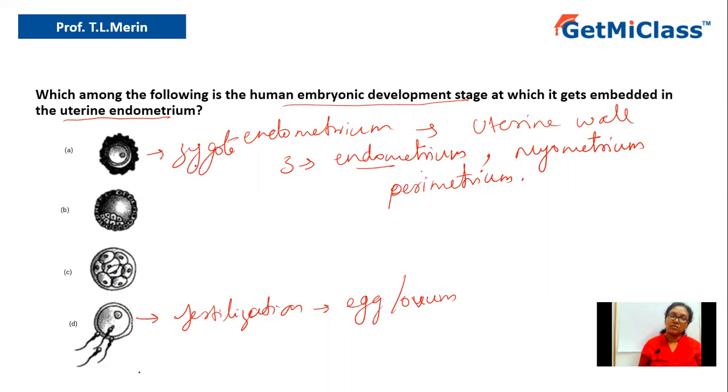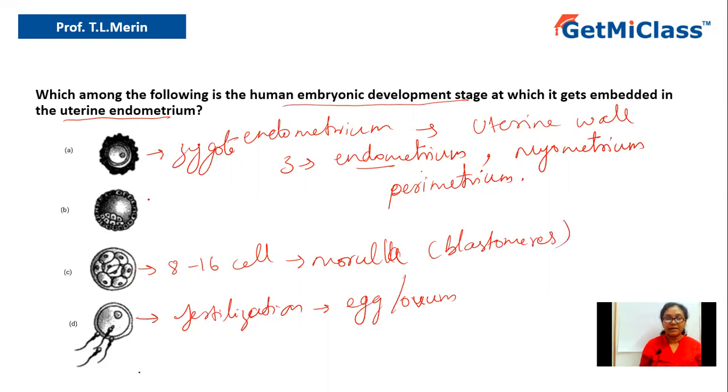And this zygote undergoes cleavage. It keeps multiplying and develops into the 8 to 16 cell stage, which is called the morula stage. So this is the morula stage. And then further, what happens? These cells are called blastomeres.